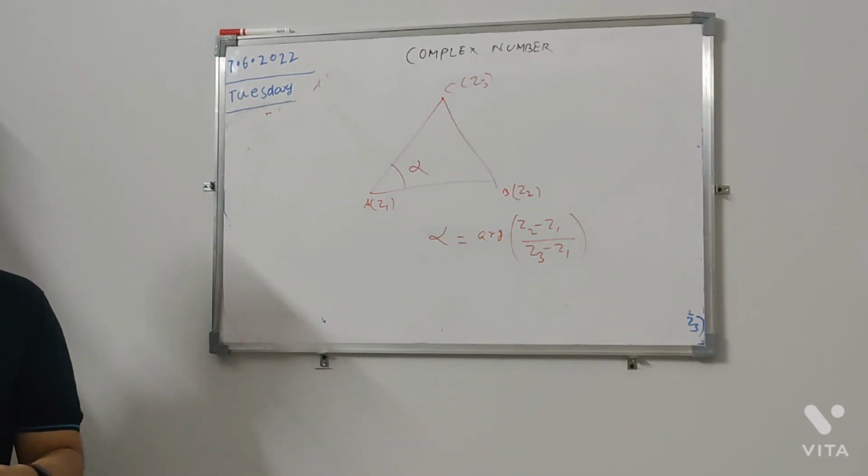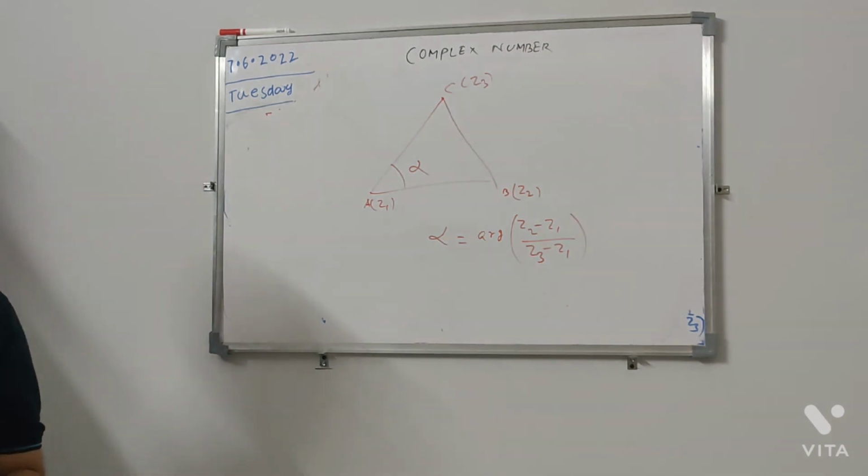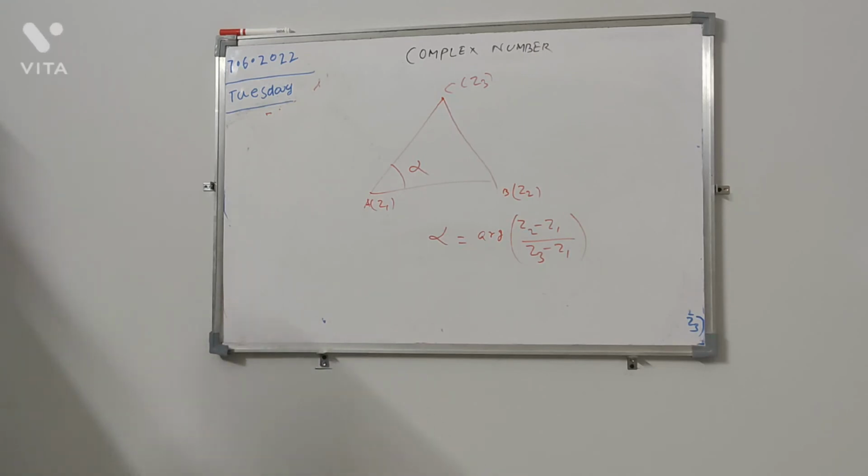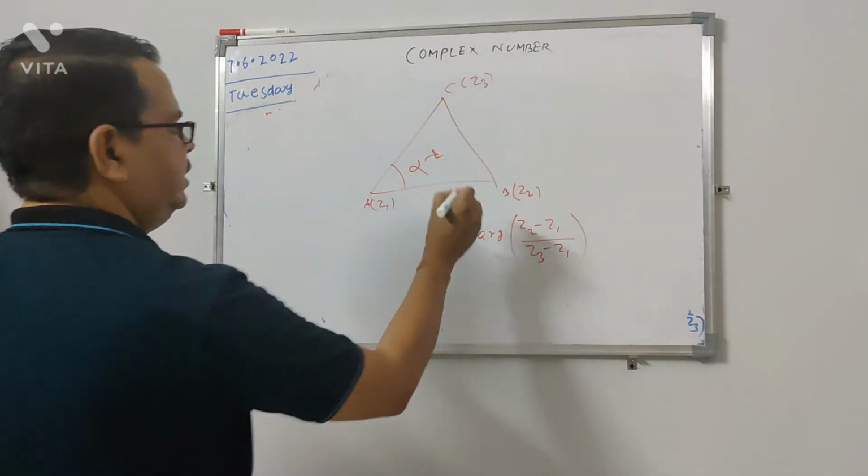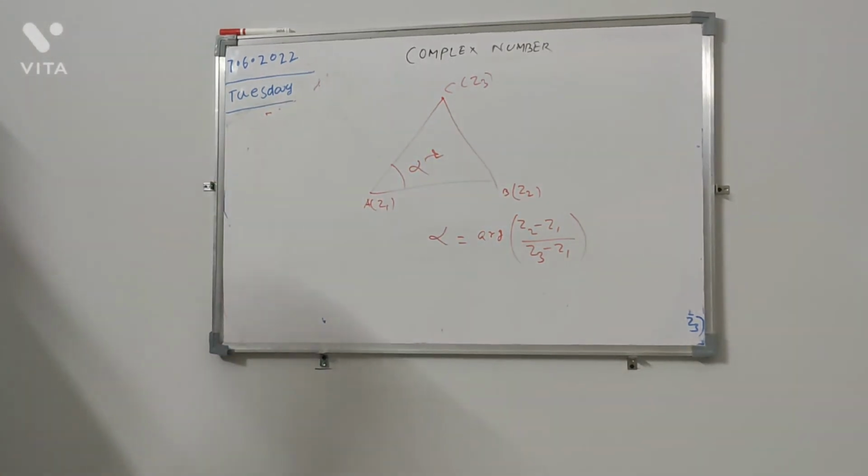So first you have to find Z2 minus Z1 by the subtraction formula, and Z3 minus Z1. Then you have to divide them by the division formula. After that, whatever number you get, the argument of that is this angle. Okay, so here you have to apply the concept of division. So this is how to find the angle knowing the three vertices of a triangle. And square root of a complex number I have explained already.